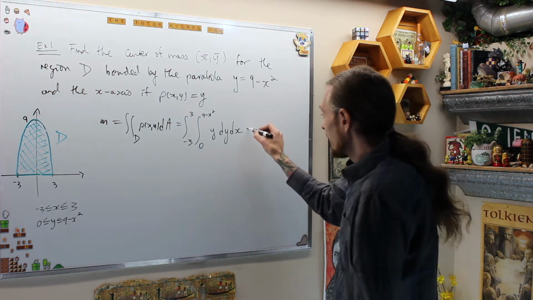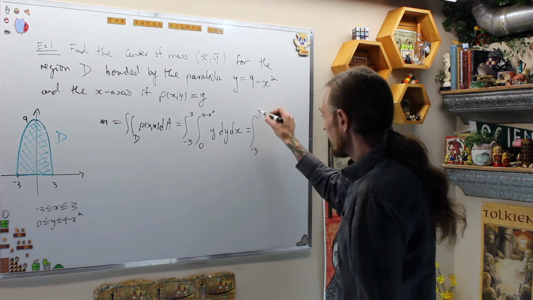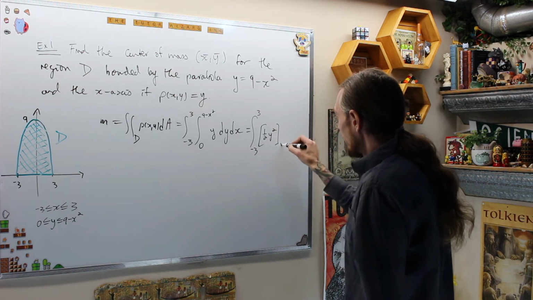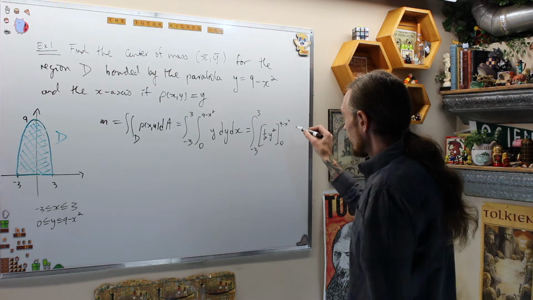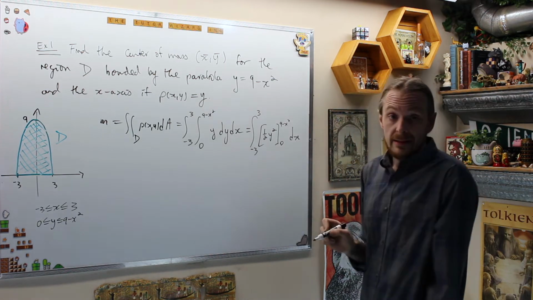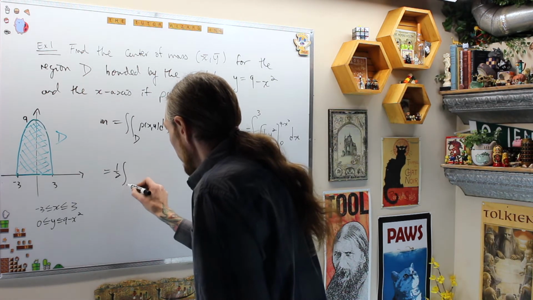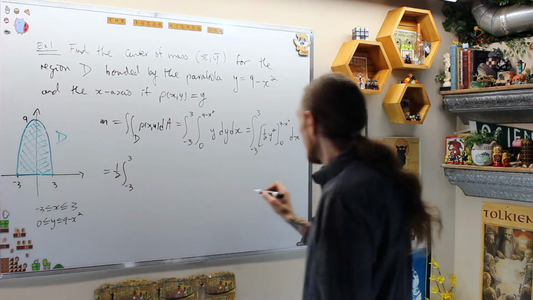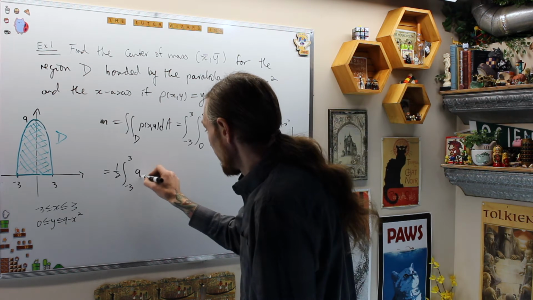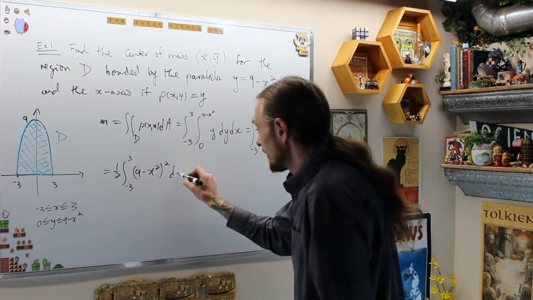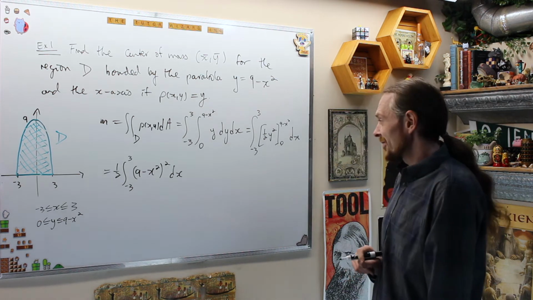From this, I'm immediately going to get the integral from -3 to 3 of 1/2 y squared, evaluated from 0 to 9 minus x squared dx. Now we have to open that up. That equals 1/2 the integral from -3 to 3 of (9 minus x squared) squared dx, which I see where they put squared.